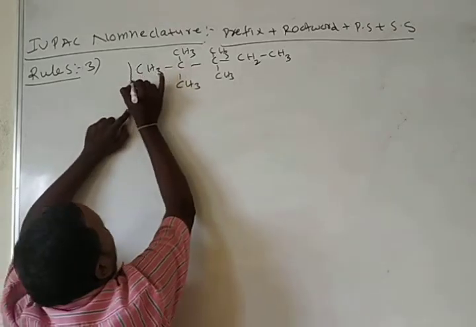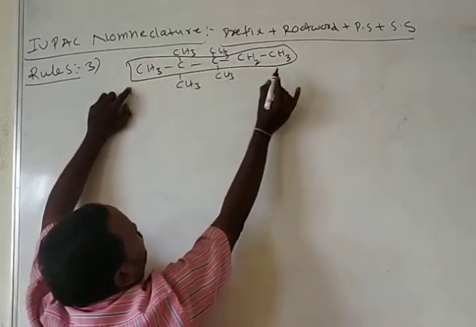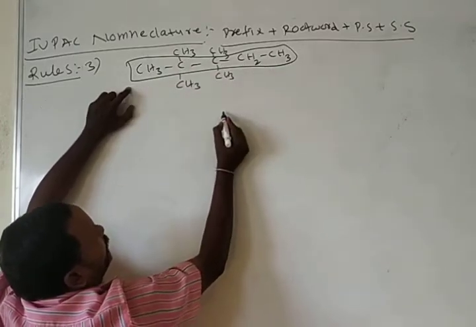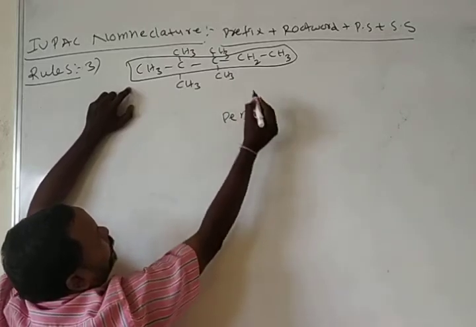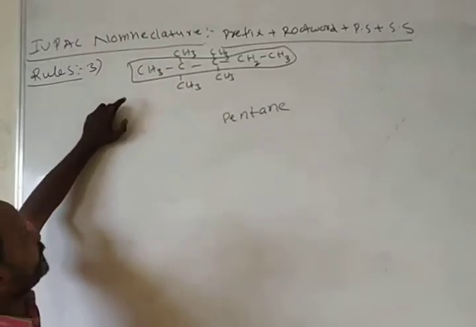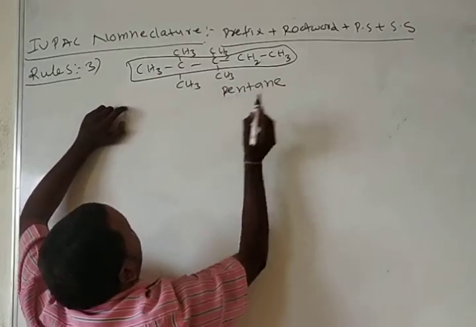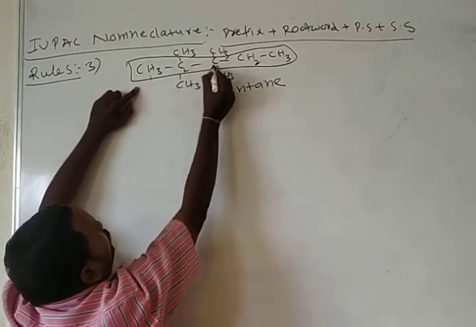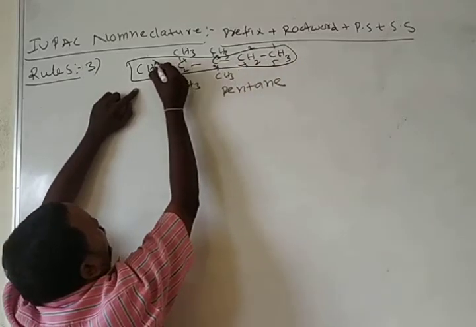First, you select the longest carbon chain. How many carbons are there? 1, 2, 3, 4, 5. 5 carbon atoms are there, so write pent. Any double bond? No, so ane. Pentane. Here I am writing pentane. Then give the numbering from left to right and right to left: 1 2 3 4 5.